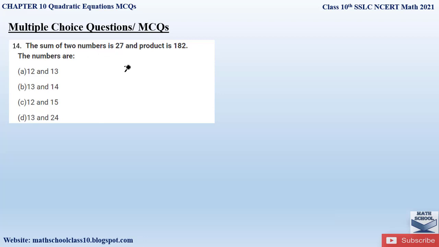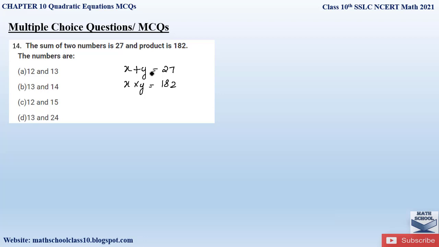So let us take the two numbers as x and y. They are saying the sum; sum means we should add the numbers. The sum of the two numbers is equal to 27, and the product; product means we have to multiply. So x into y, they are saying it is 182. So we have to find the numbers.